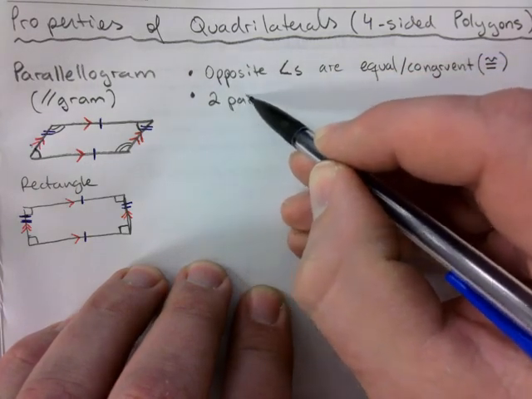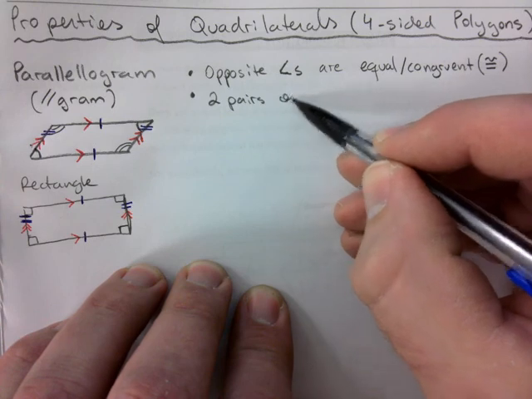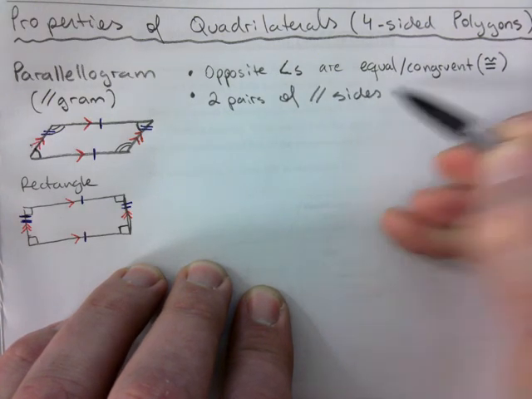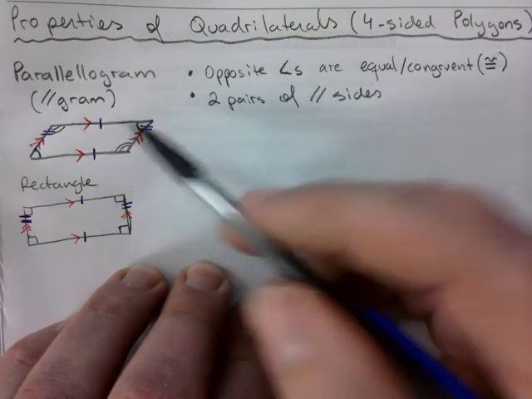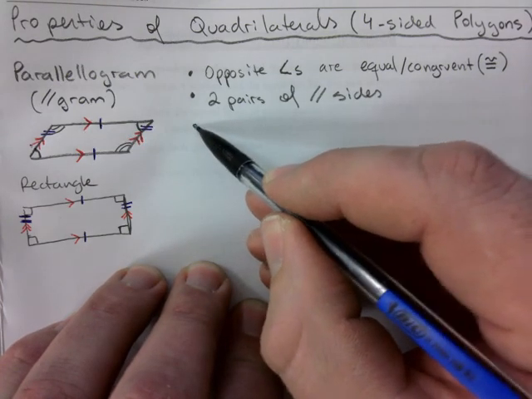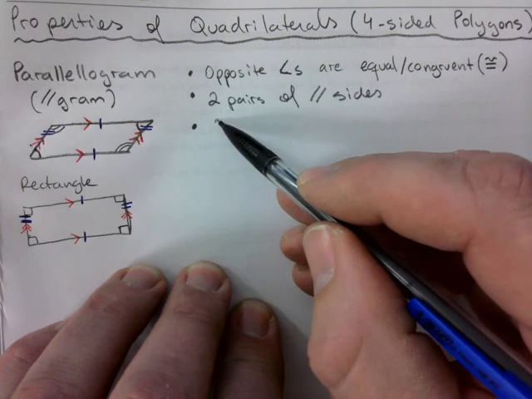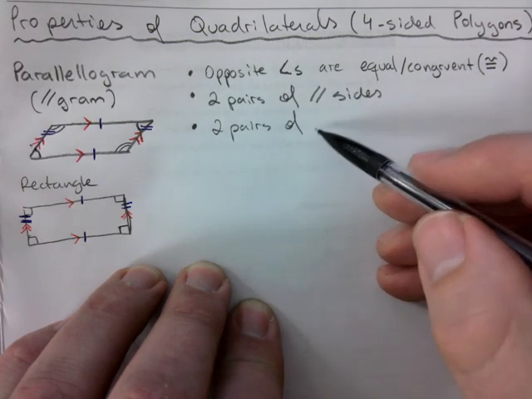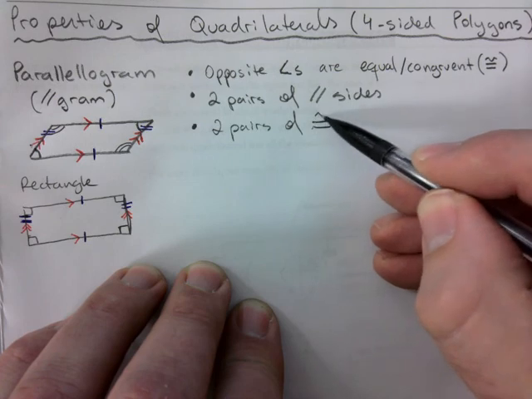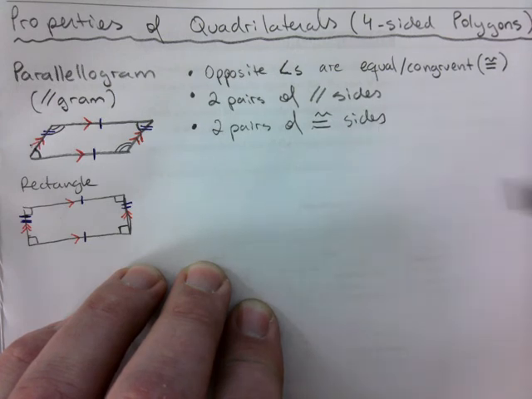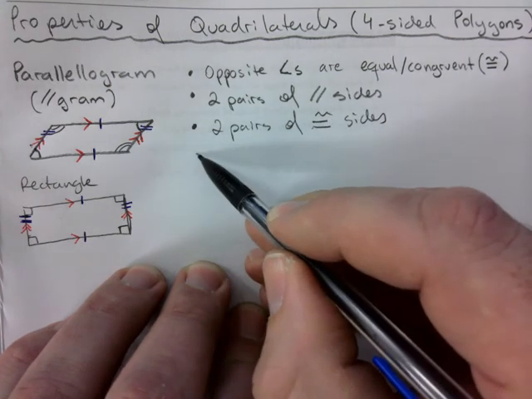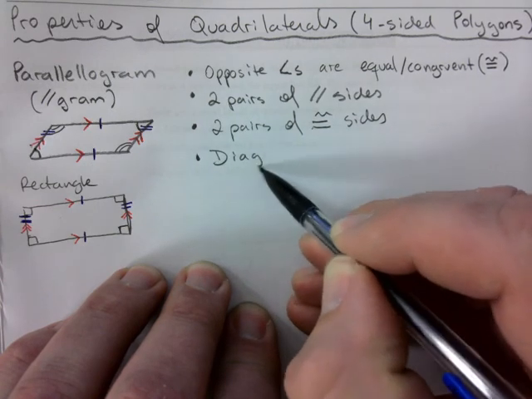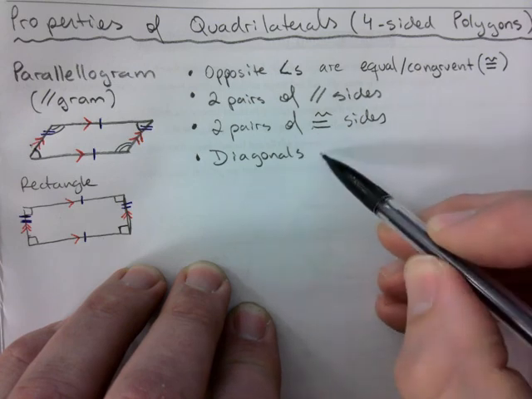Two pairs of parallel sides. That's another property we labeled with the arrowheads. And then two pairs of congruent sides. Diagonals bisect.